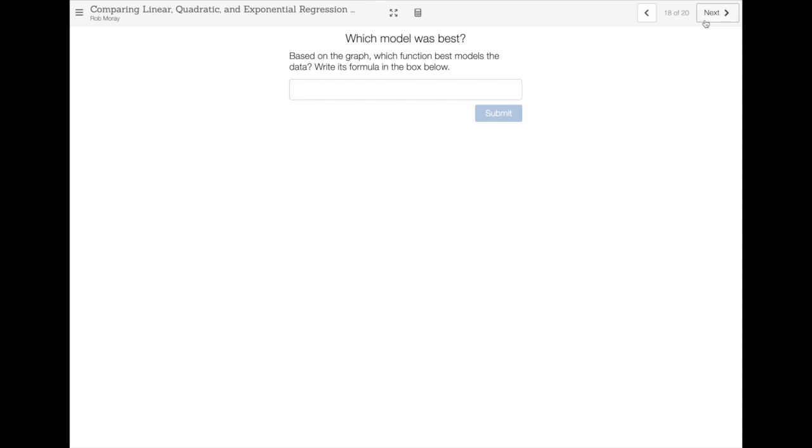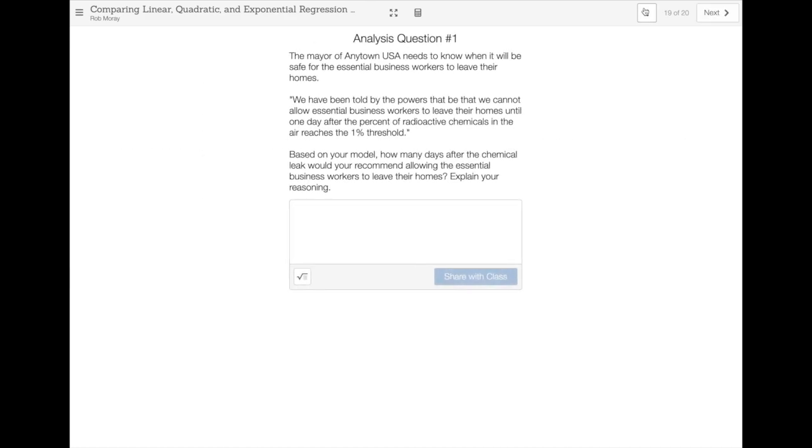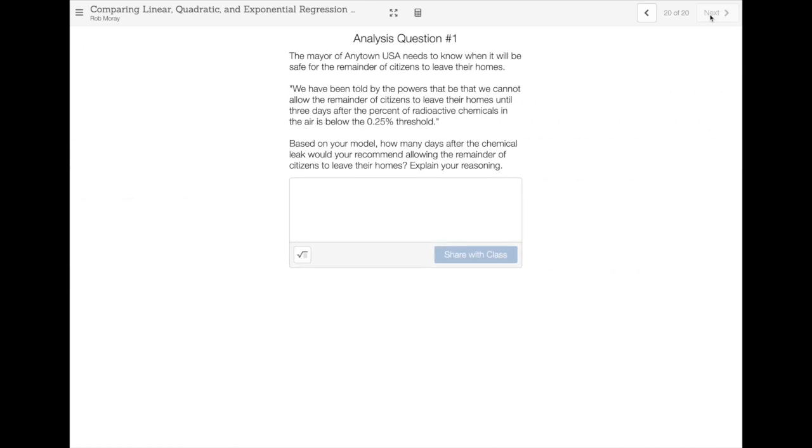Identify the best model and state an analysis question in context. This last slide is just a little bit different. Here, there's going to be a 1% threshold. Here, it's going to be a 0.25% threshold. So this should actually say analysis question 2, and I'll try to fix that in a second if I can.